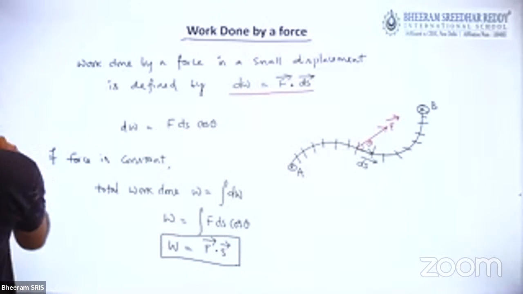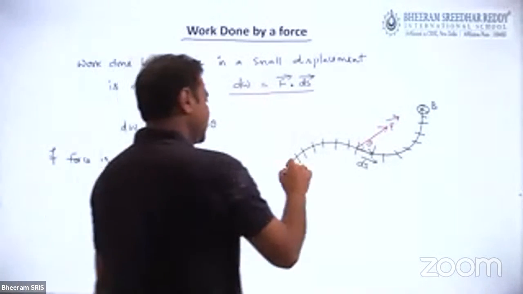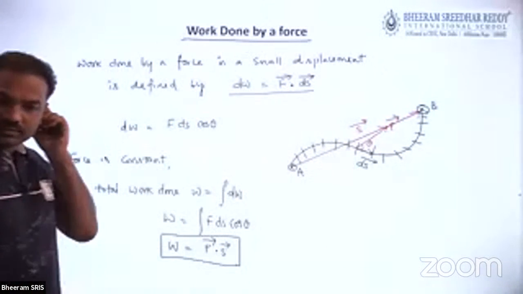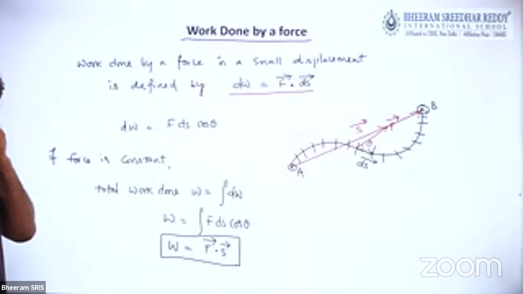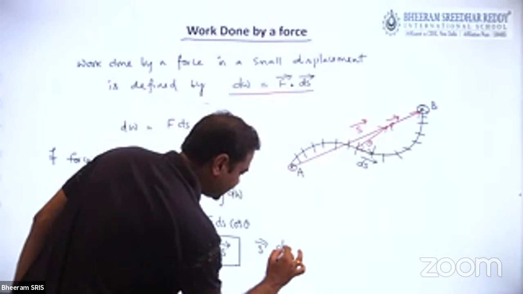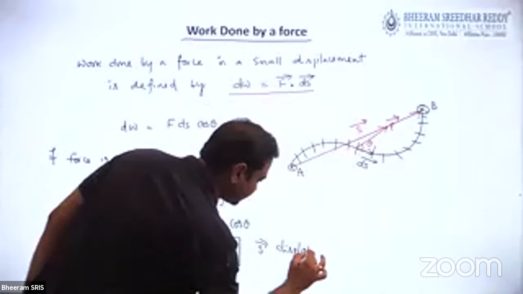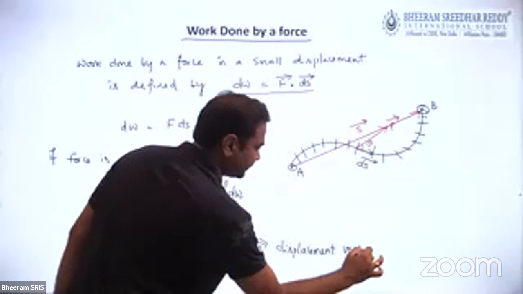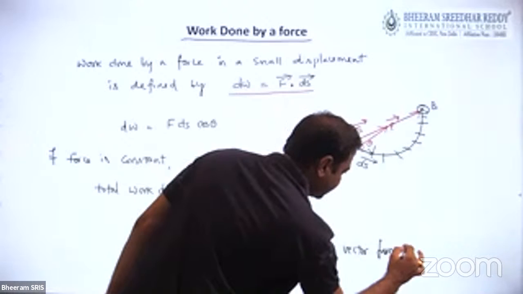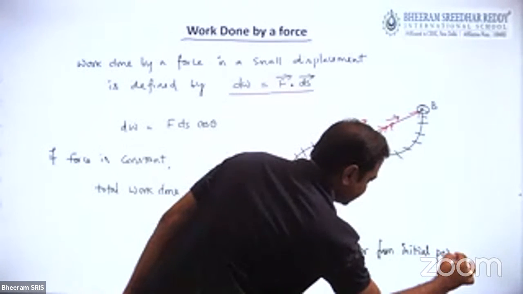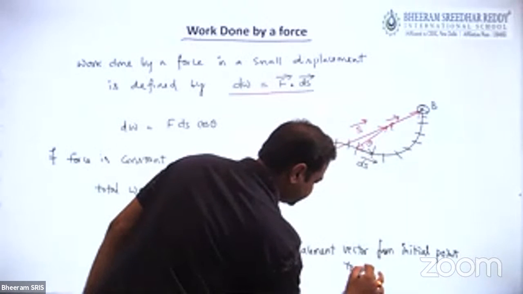What does S bar stand for now? S bar stands for the direct displacement vector. This is the displacement vector. No need to see the path. S bar is the displacement vector. Displacement vector from where to where? From initial point to final point.